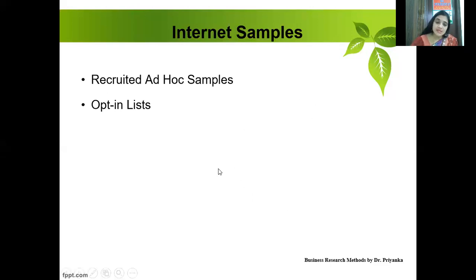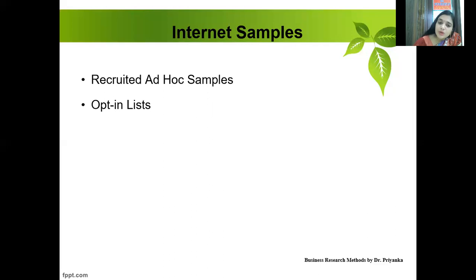Internet samples, yes, recruited ad hoc samples are very popular these days, and opt-in list is also one of the examples. Internet sample is to create a sampling frame of email addresses, or you can say you can create these email addresses on an ad hoc basis. You hire people basically to reply to surveys, and researchers may create the sampling frame offline or online as well. These facilities are available with the companies these days.